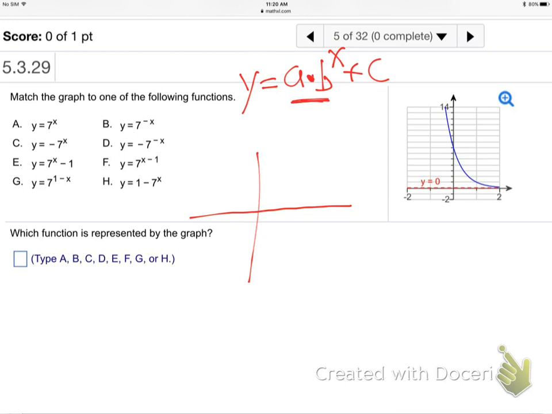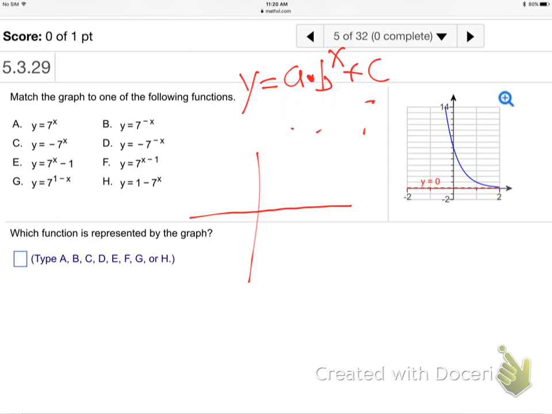8 times. You realize you can move all those letters around. They're just placeholders. They're just names. You could call it Joe times Bill to the x plus Tom. Whatever. They're just names. You can move them all around. Don't get hung up on the names. It just means something in the front times something with an x on it and then something added. That's all that means.